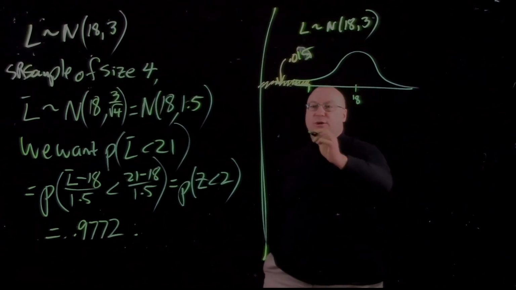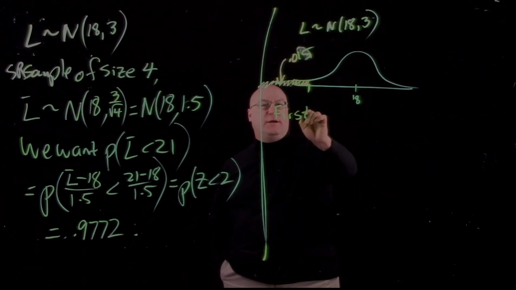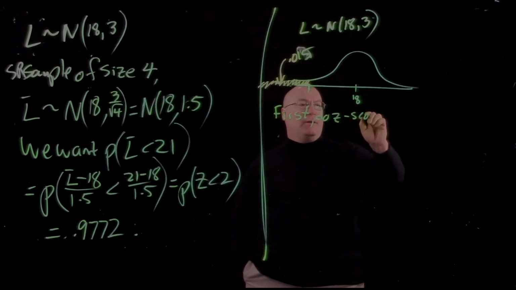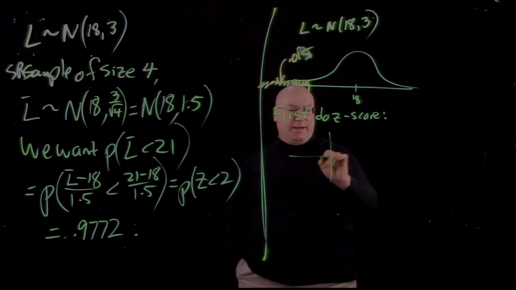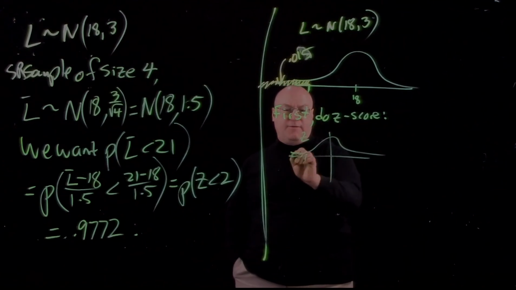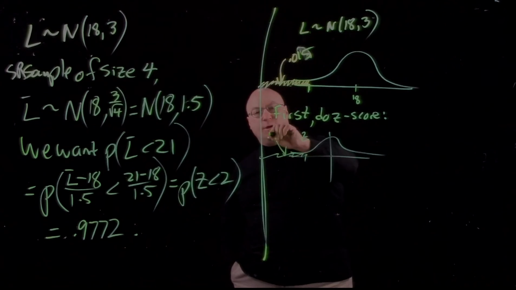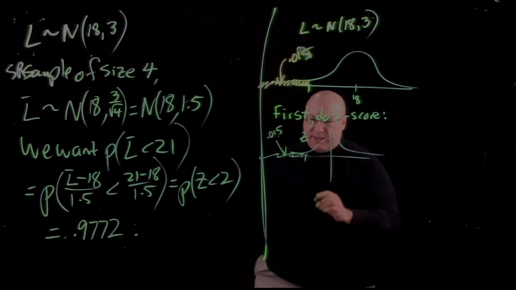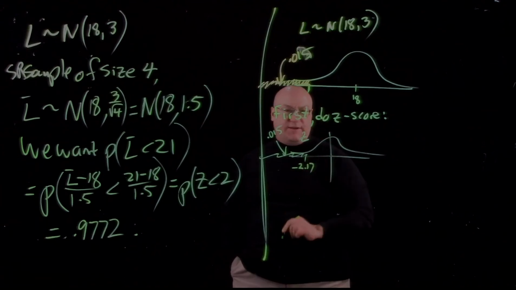Okay, well, you know what to do. First, pause me and do it. First, do the z-score. So I have my z-score here. This is z, and I go back and I find 0.015, and the z-score you should get is negative 2.17.